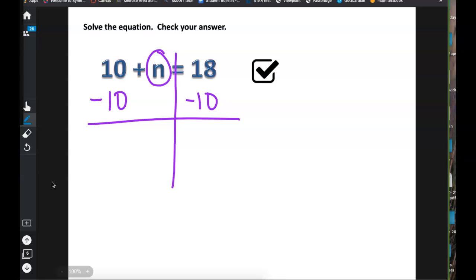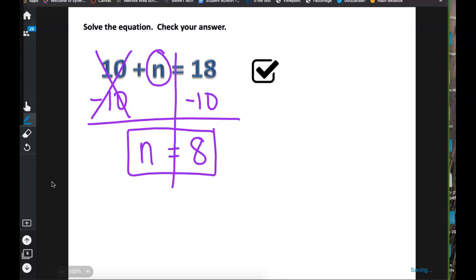Okay, 10 minus 10, those cancel each other out. That was the whole point of that. So we've got the variable by itself. So on the left-hand side of the equation, we just have n. Equals 18 minus 10 is 8. There's our answer.